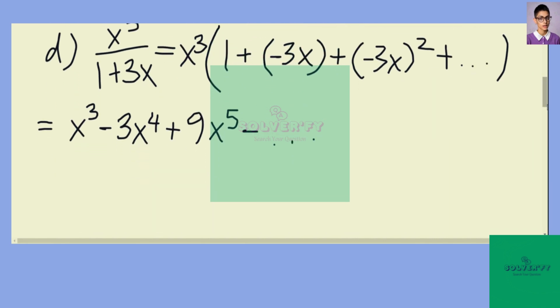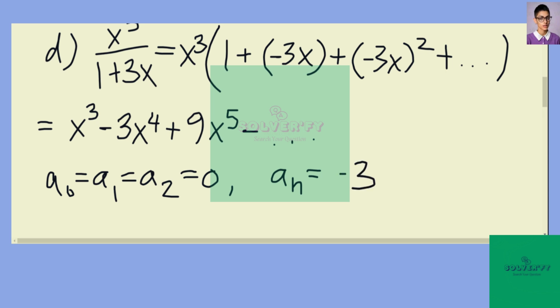And we have that the sequence corresponding to this generating function is one with a0 equal to a1 equal to a2 equal to 0, and an equal to (-3)^(n-3) for all n equal to 3, 4, 5, and so on.